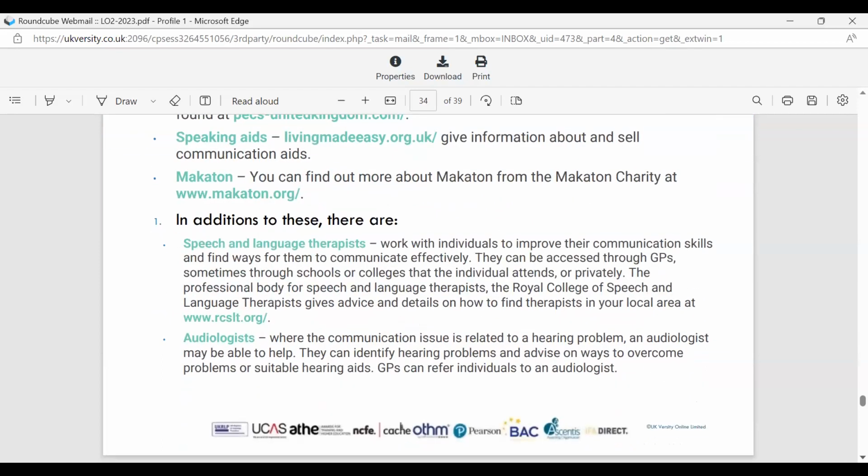In addition to these, there are speech and language therapists who work with individuals to improve their communication skills and find ways for them to communicate effectively. They can be accessed through the GP, sometimes through schools or colleges that the individual attends, or privately. The professional body for speech and language therapists is the Royal College of Speech and Language Therapists, which gives advice and details on how to find therapists in your local area.